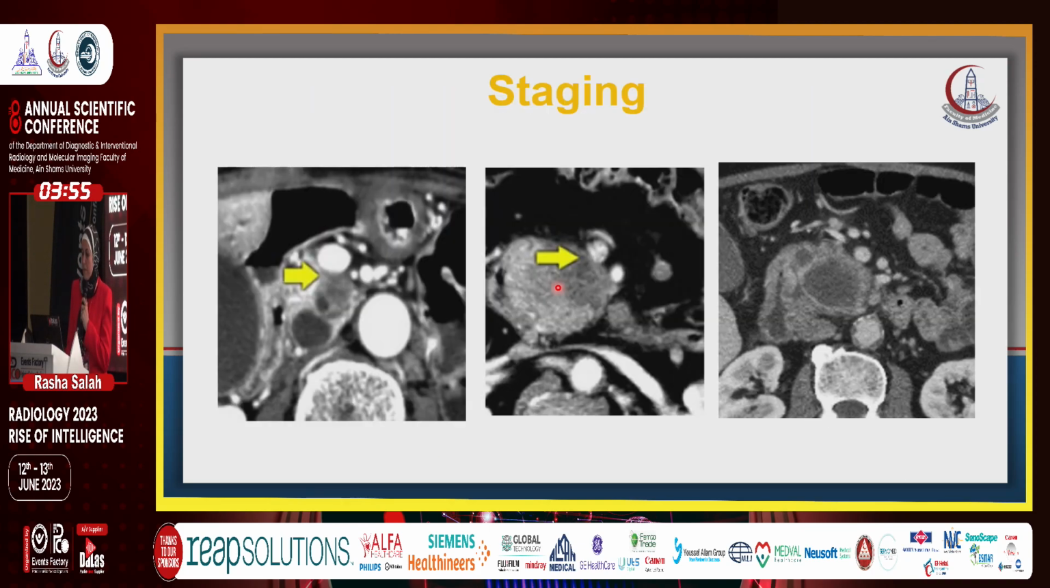Let's see some examples of these lesions. First, this is the vessel and this is the tumor. The contact surface here is less than 180 degrees, so we are dealing with a resectable tumor. Let's evaluate this tumor and its relation to the SMV.